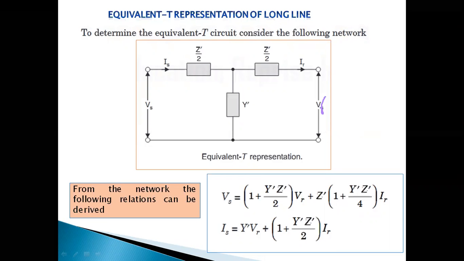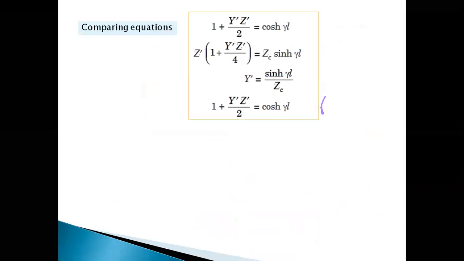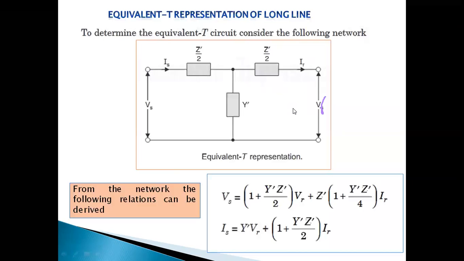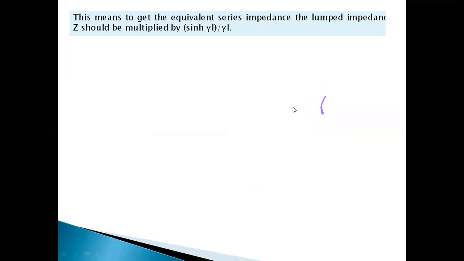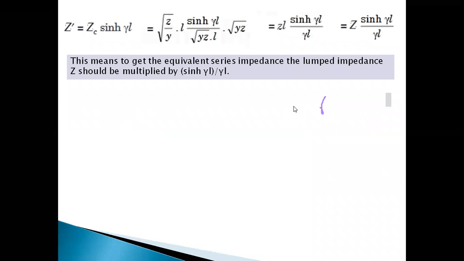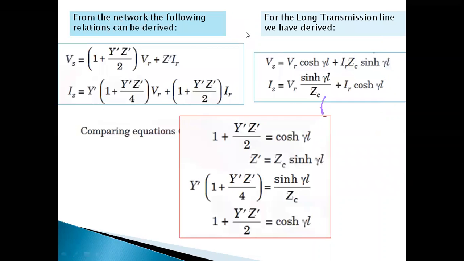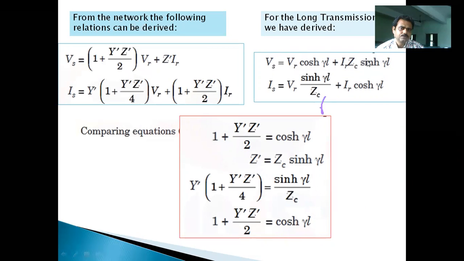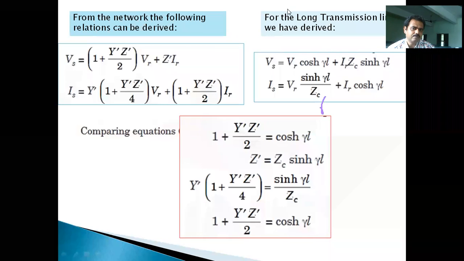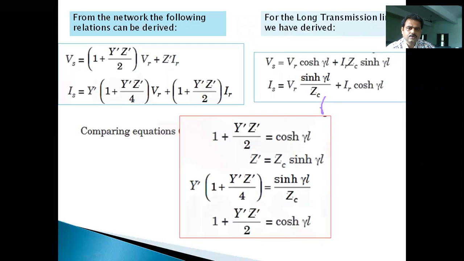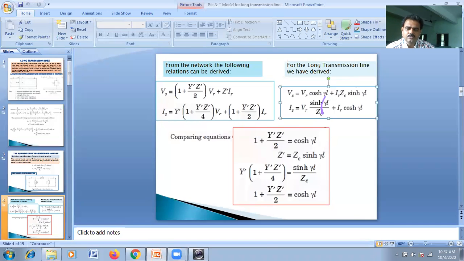So again from the rigorous method, we have two equations. In the previous case, the same equations I have written here, that's why I have not written them again. Again from the rigorous method, we have these two equations, Vs is equal to, okay, so here these are the two equations.